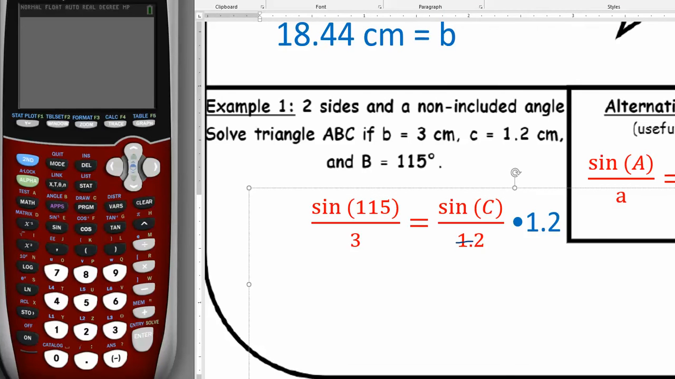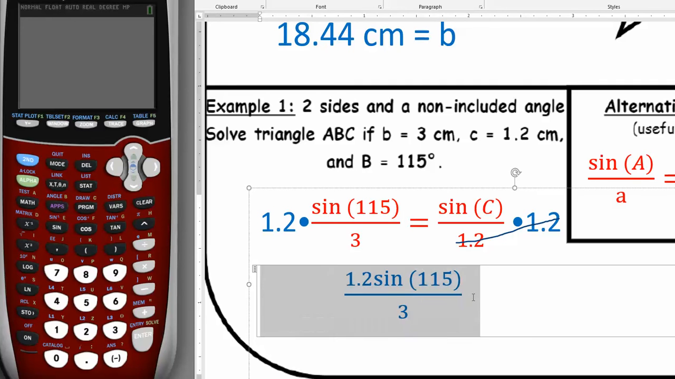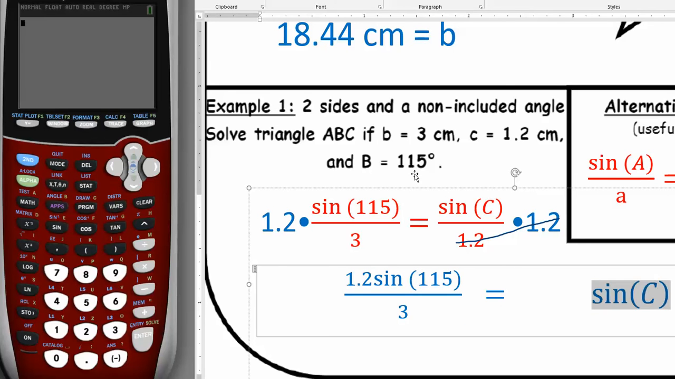So the 1.2's end up eliminating each other, or they're doing the opposite of each other. And then we're going to multiply by 1.2 on the other side. So once we've done that, we are left with 1.2 sine of 115 over 3 equals the sine of C.